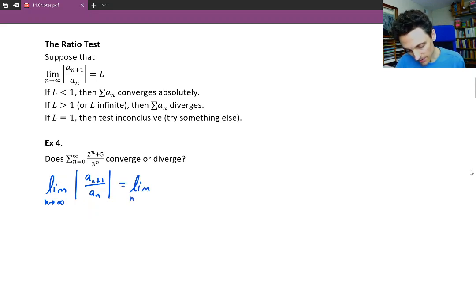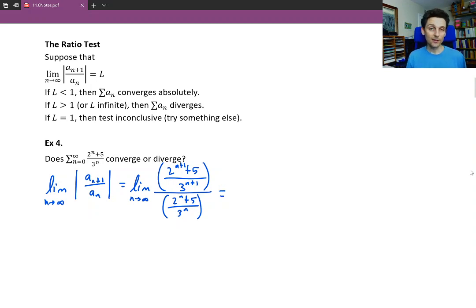Now in this case our terms are all positive, so we don't really need those absolute value bars. We just have 2 to the n plus 1 plus 5 over 3 to the n plus 1, all over the a sub n's, which are 2 to the n plus 5 over 3 to the n.